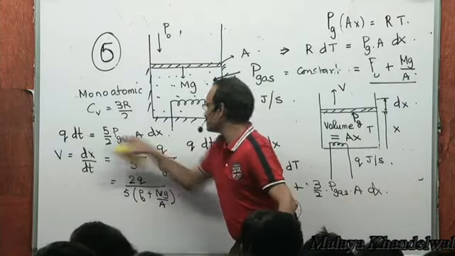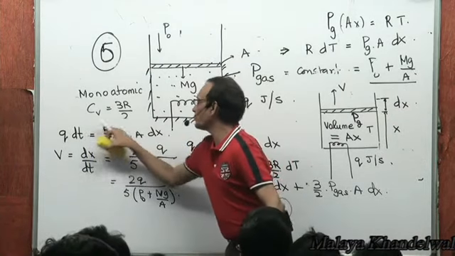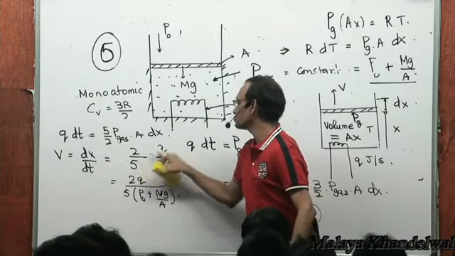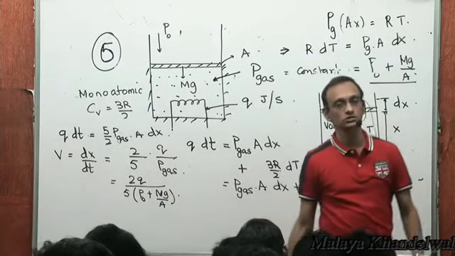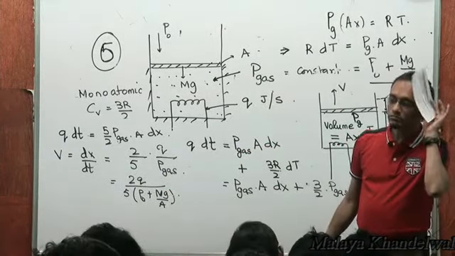dx/dt brought here. So 2Q by 5 P of the gas. P of the gas is P naught plus mg by A, which remains constant. All's good?